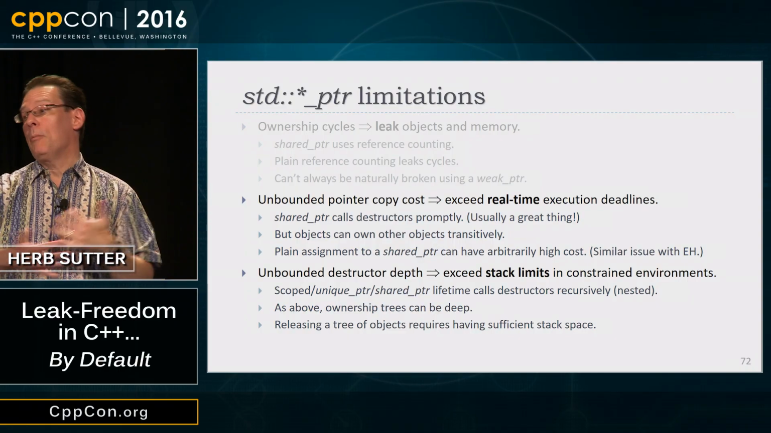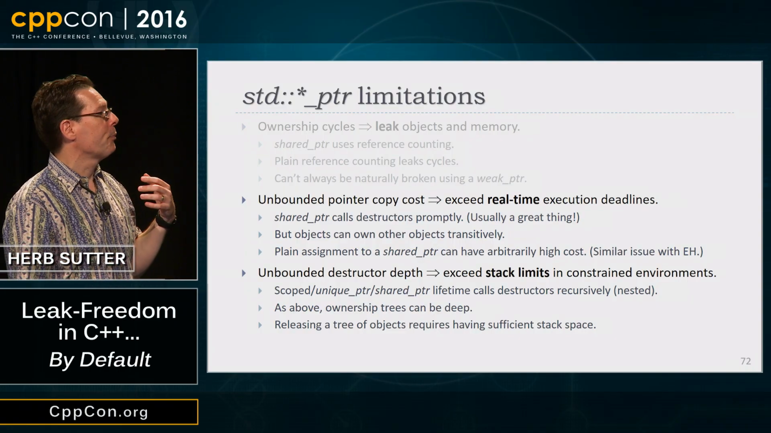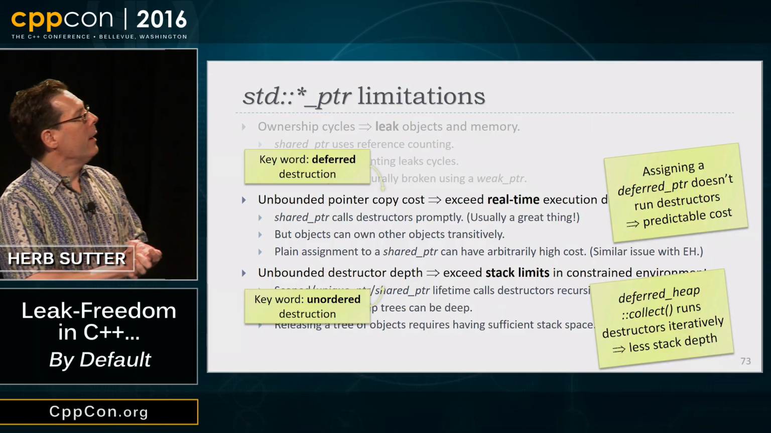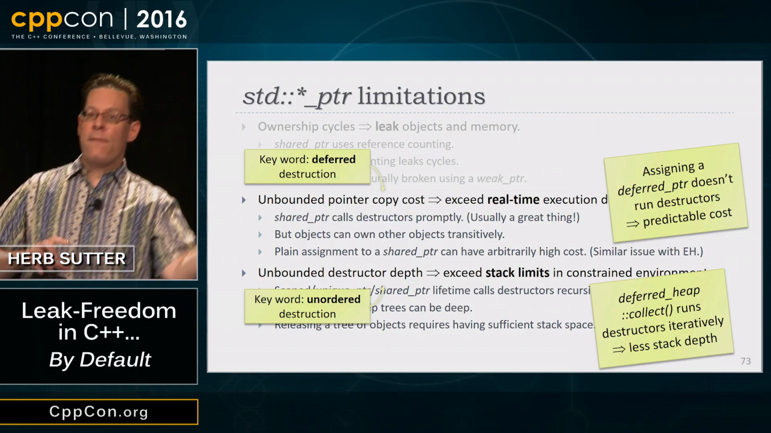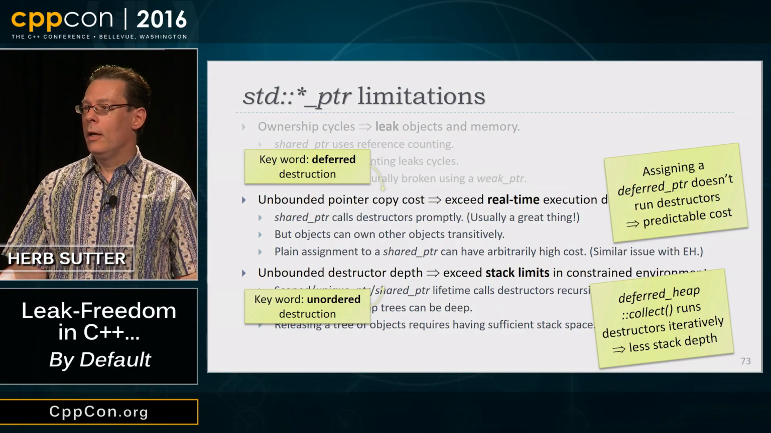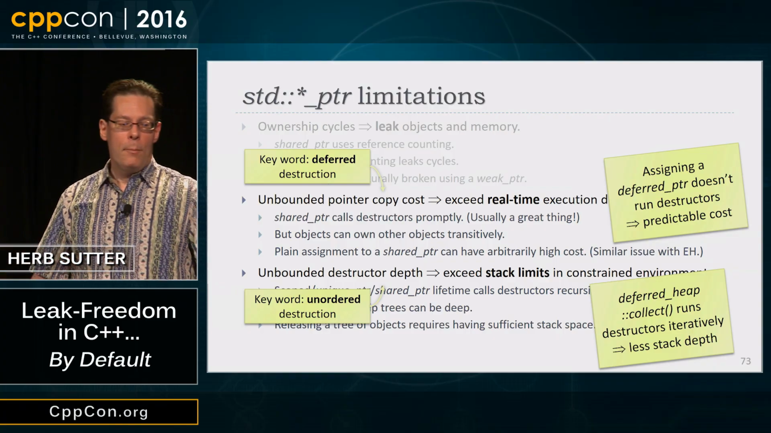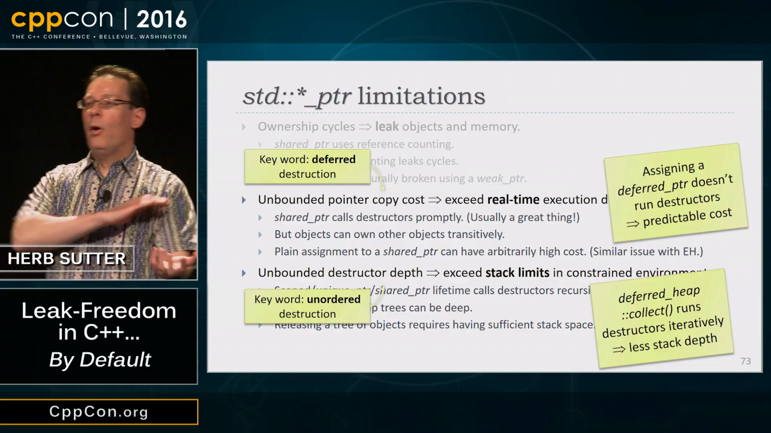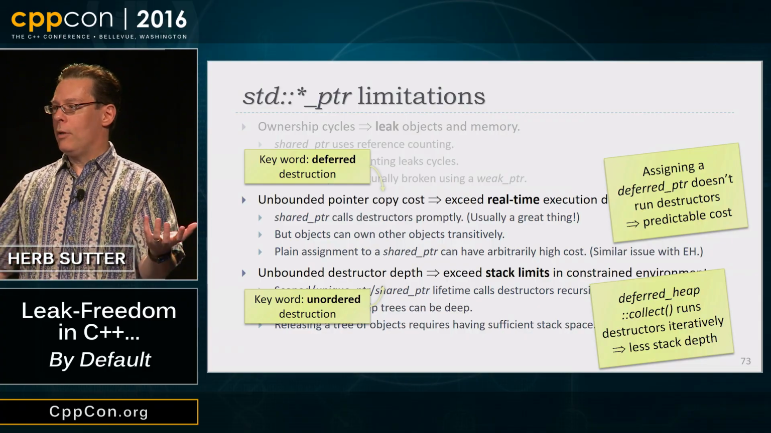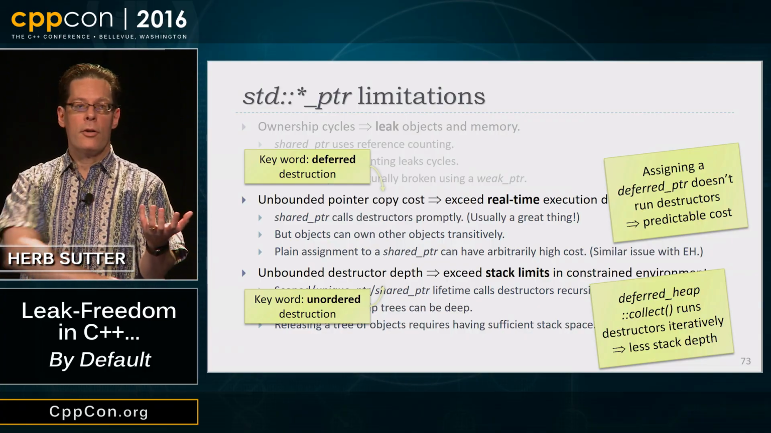And trees can be deep. Lists are guaranteed to be deep. Well, when we said this is about deferred and unordered destruction, those two words directly apply to these two points. By deferring destruction, pointer copy cost is always bounded. Assigning a deferred pointer is always cheap.